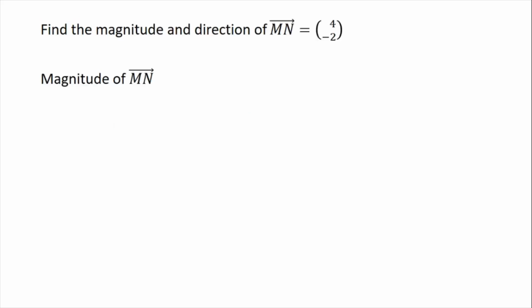Find the magnitude and bearing of vector MN, and the components of vector MN are 4, -2. So to find the magnitude of vector MN, we say that the magnitude of vector MN is equal to square root of the x component squared, so 4 squared, plus the y component squared, which is -2 squared. Remember that if a component is negative, you have to put that component in a bracket before squaring it, so (-2) squared. For this one, 4 is positive, so you can choose to either put it in a bracket or not. But if it's negative, make sure that you put it in a bracket before squaring it.